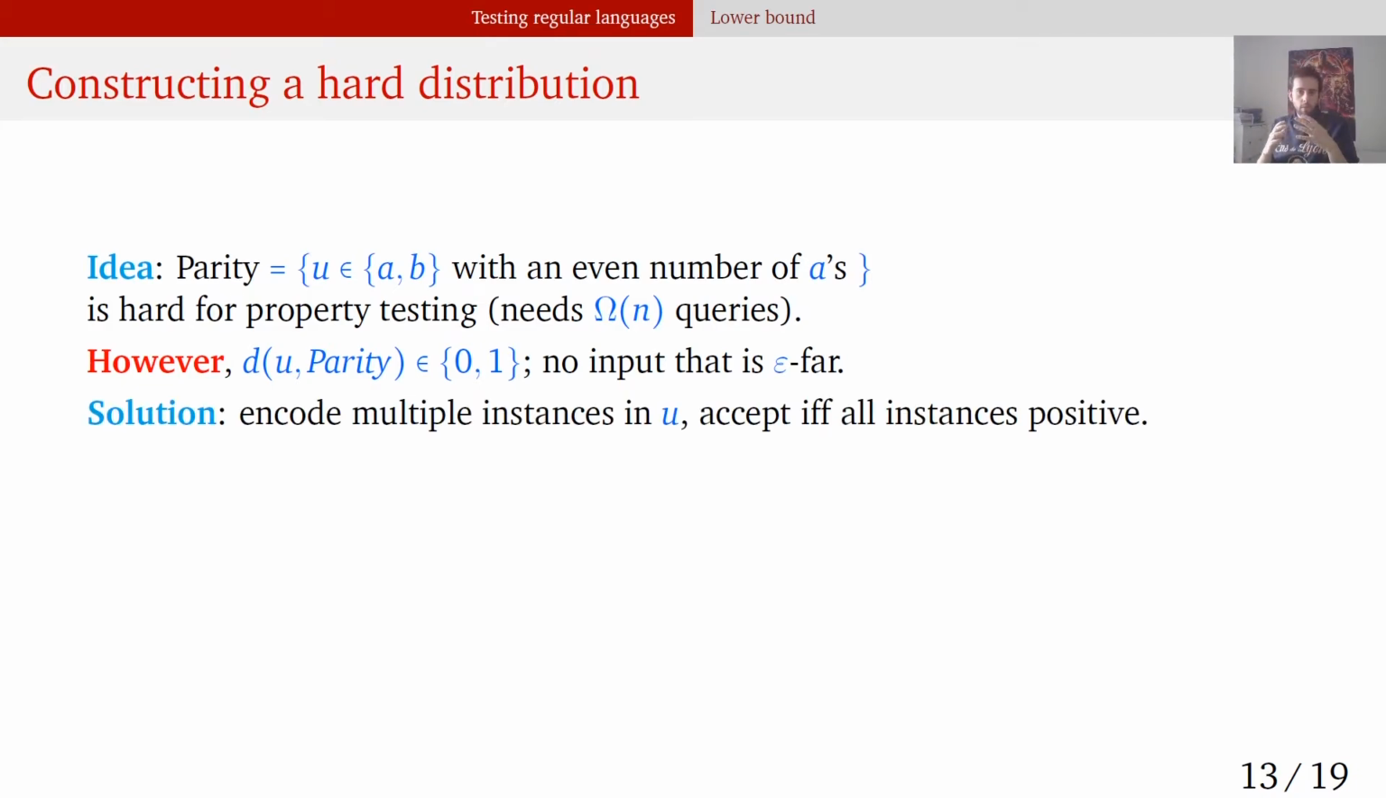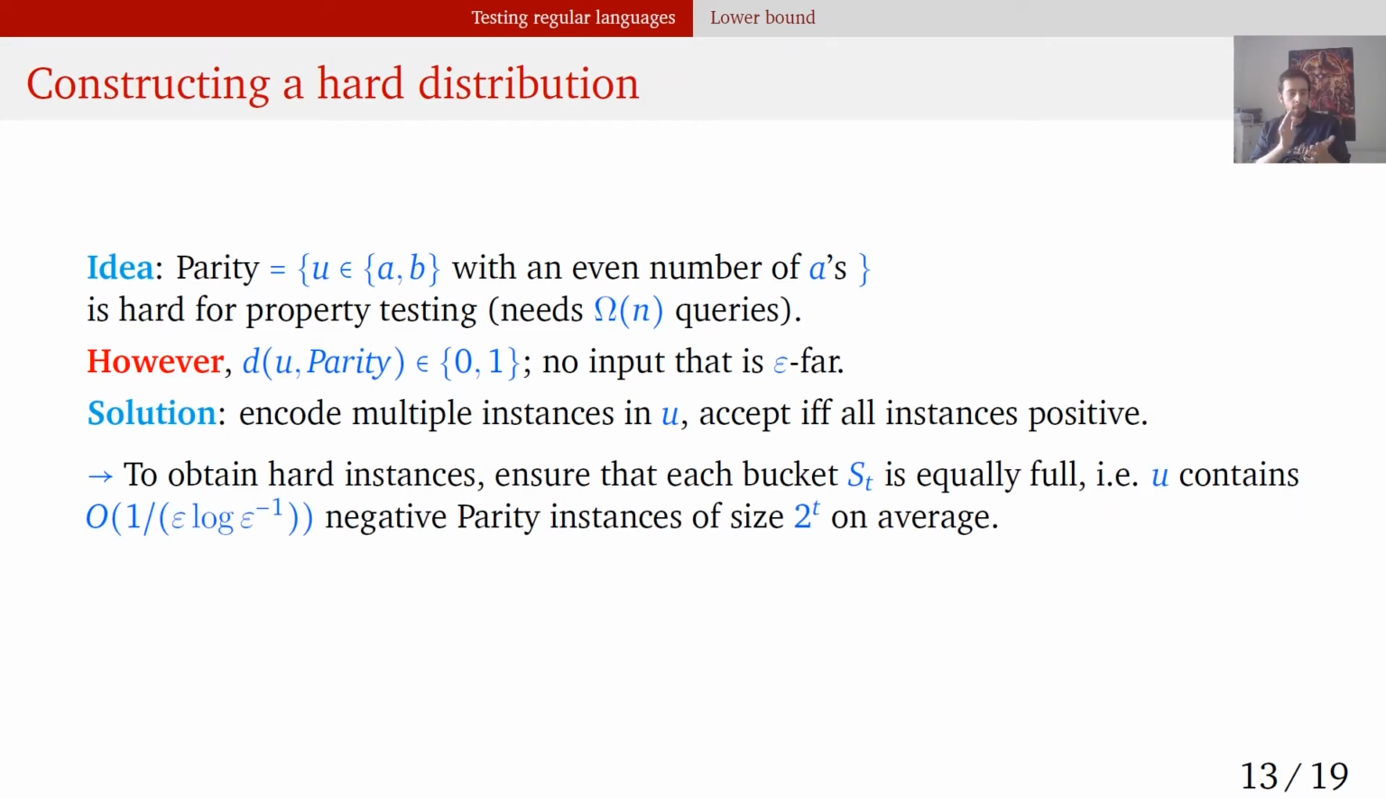So what we did is that we created another language which considers words that encode multiple instances of parity, and our language only contains the words for which all instances are positive. Also, to obtain a hard instance, we had to ensure that every bucket that I mentioned earlier is equally full. That is, they all contain 1 over epsilon log of 1 over epsilon negative instances, because otherwise there is an algorithm that can solve the problem. It is an algorithm that basically guesses the correct bucket.